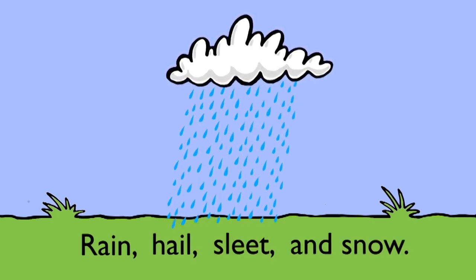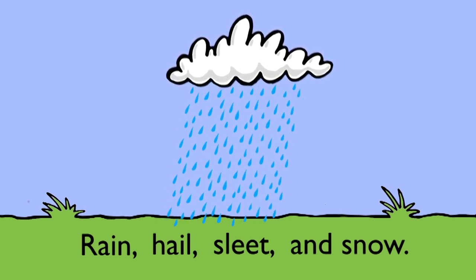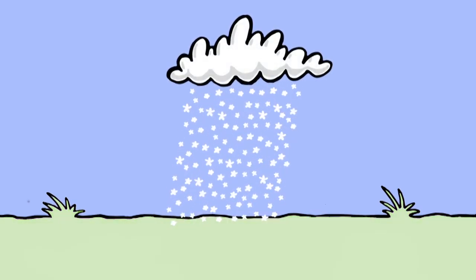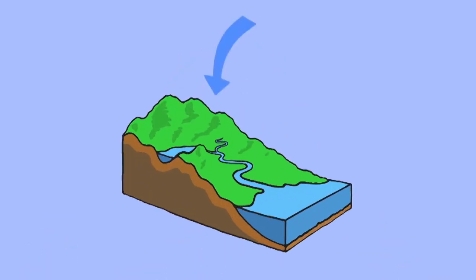For those of you who live in warmer climates, hail is condensed irregular ice crystals. Sleet is a term used to describe a mixture of snow and rain. Finally, snow is a form of crystallized water. In the end, the water is collected.